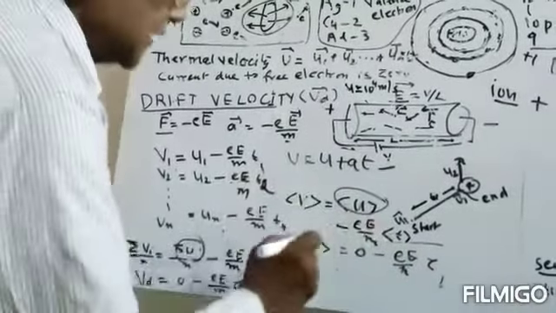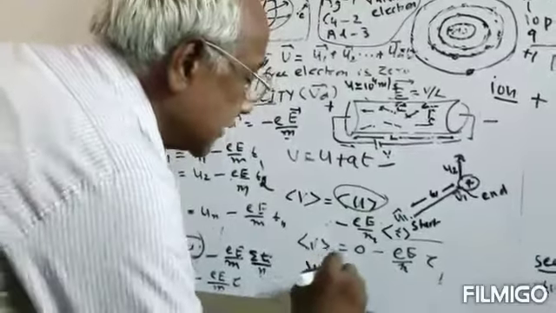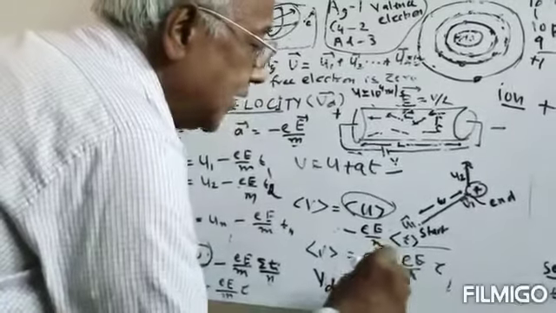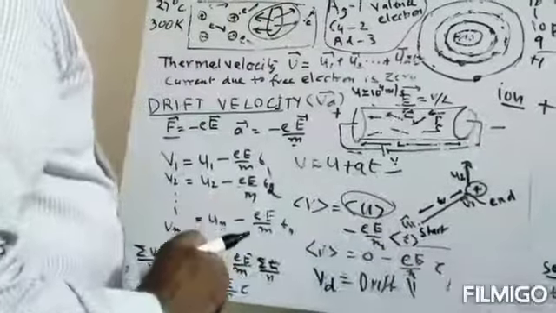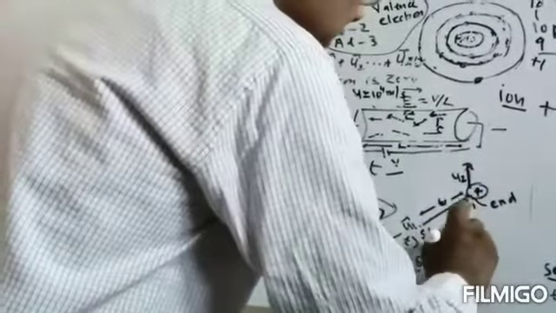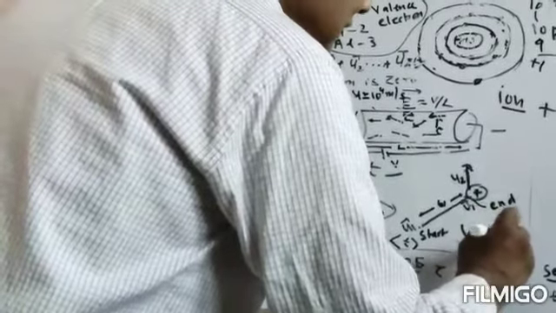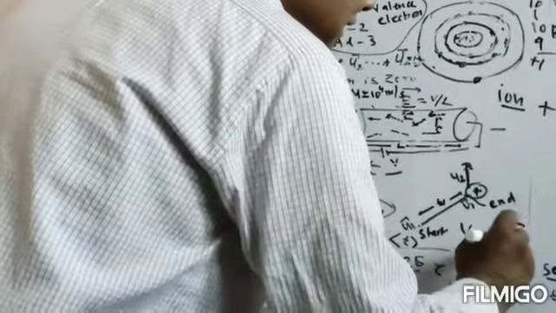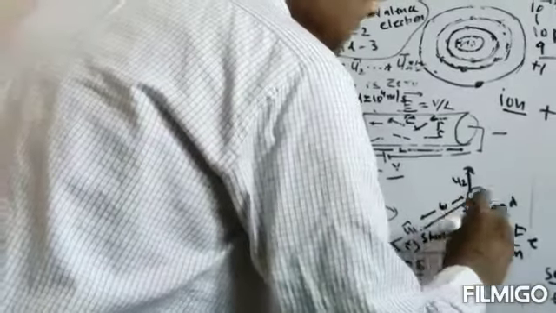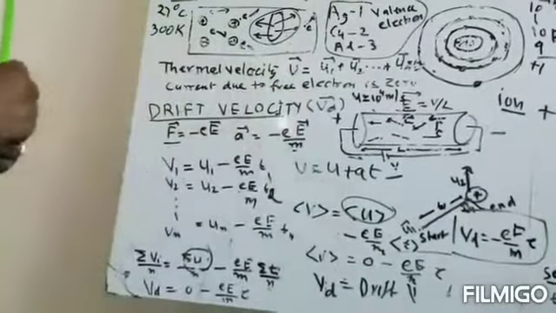And the average velocity will be known as Vd, the drift velocity. This is the drift velocity. So we can write the drift velocity Vd is equal to minus e into capital E by m into tau. So now we can also define the drift velocity.